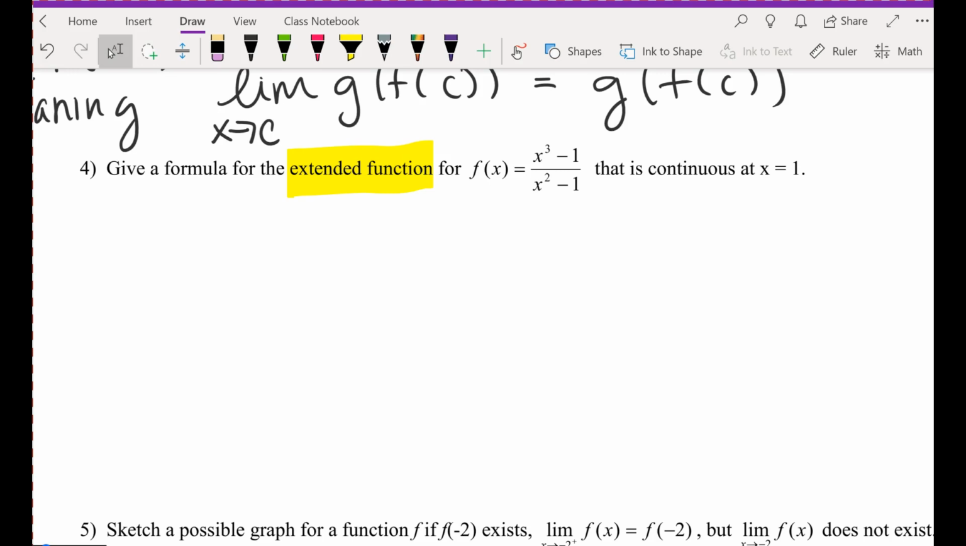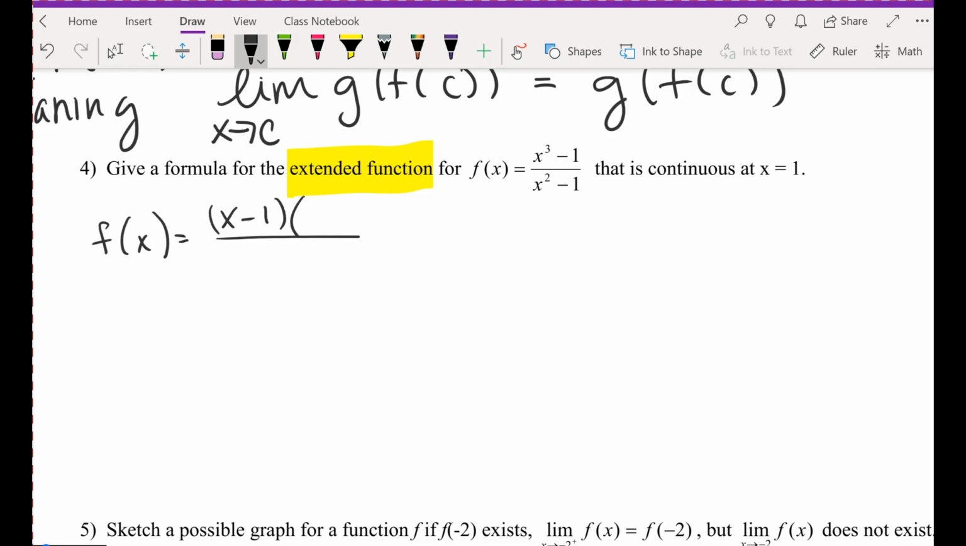So is f of x currently continuous at 1? No, because if I plug 1 in, what happens? Yeah, 0 divided by 0. No bueno. Okay. So when you see something like this, this is the simpler of the two cases. I just have to factor.